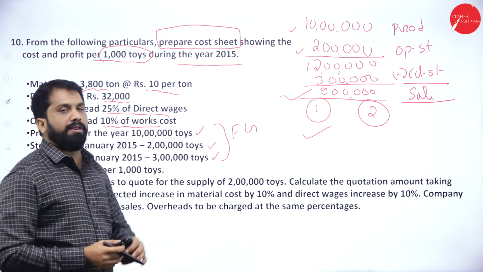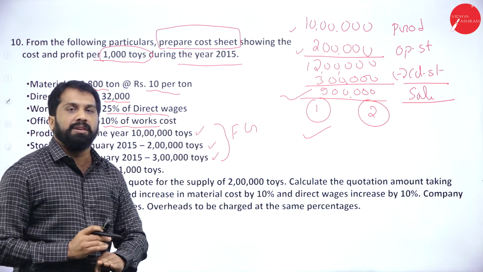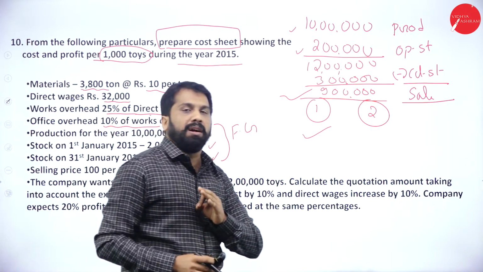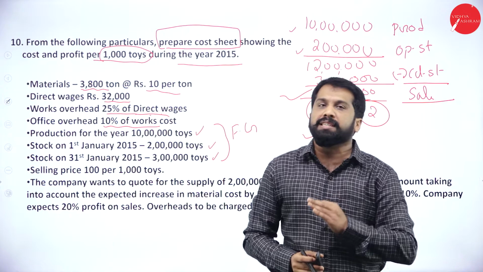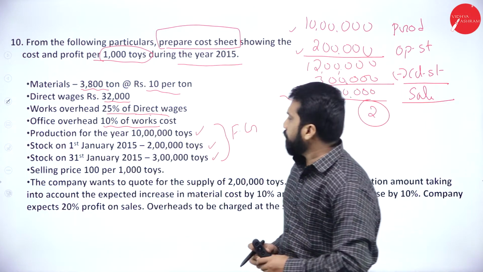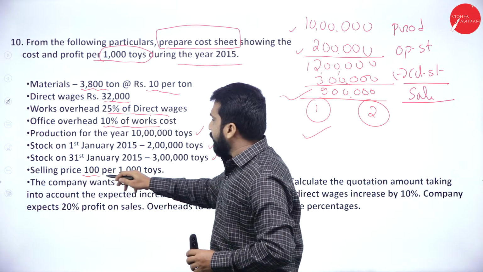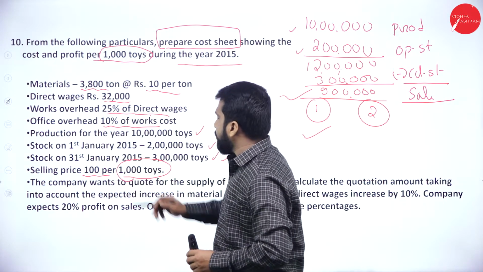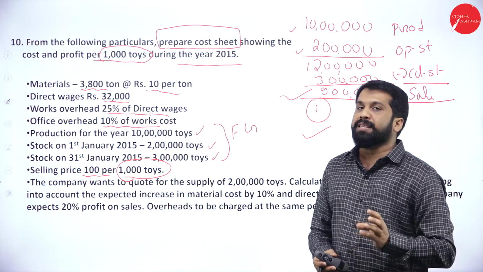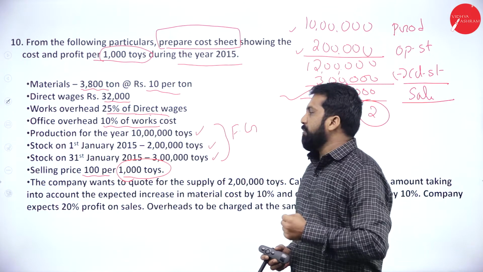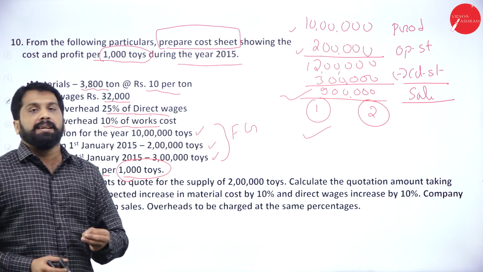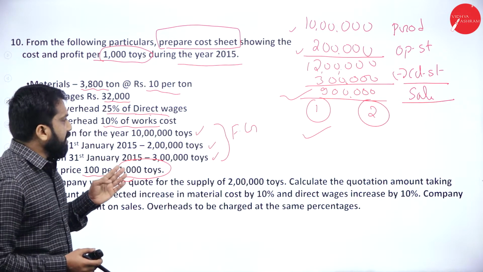Any doubt out of this? Hopefully there are no doubts. Now, so up to this you have understood. Up to this, whatever information is given is only for the normal cost sheet. Now, selling price 100 per 1000 toys means if you sell 10,000 toys, what is the selling price? 100 means it will be very simple, 10 paise per toy. 10 paise per toy. You may think, so what kind of toy is it?